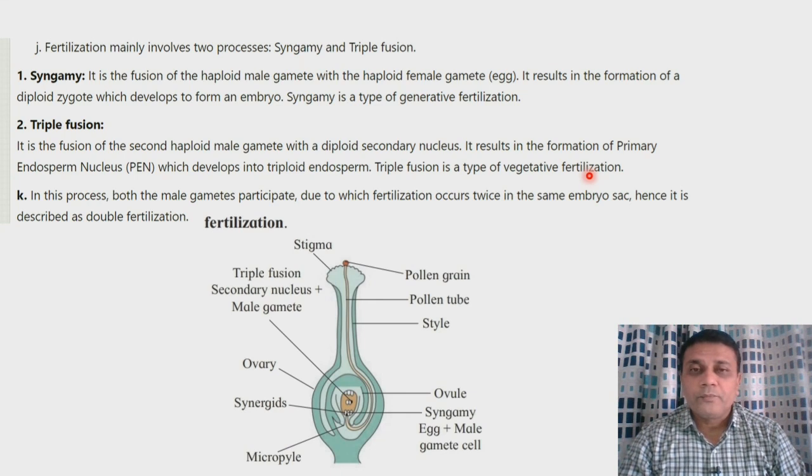So in this way, the two non-motile male gametes fuse at two different places. That is, one fuses with the egg or female gamete, the second fuses with the secondary nucleus. Hence, the process of fertilization is called double fertilization. So, while writing the answer, you will have to write the description, and it is for 2 marks, and 1 mark is for a correctly labeled diagram.